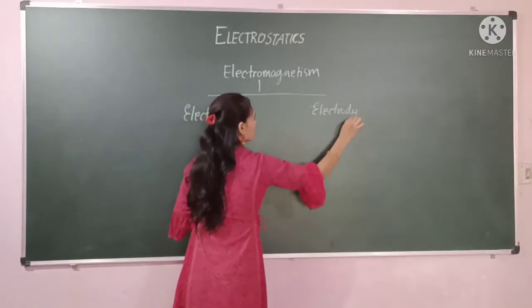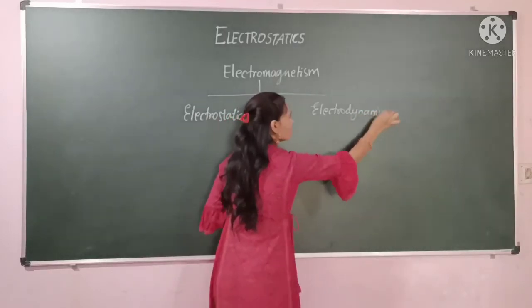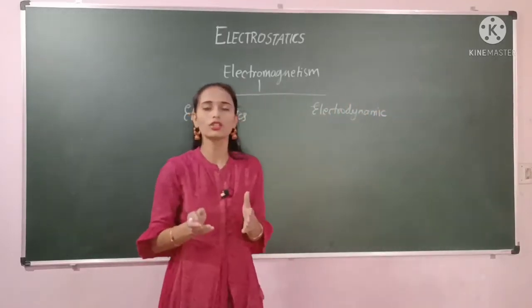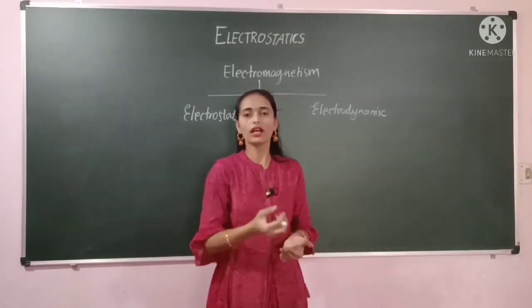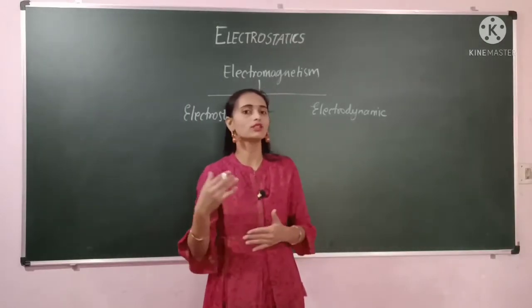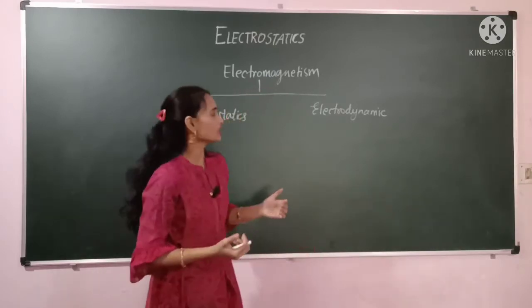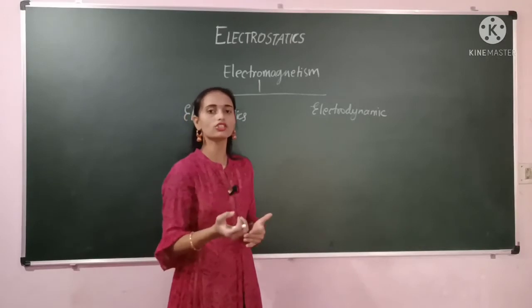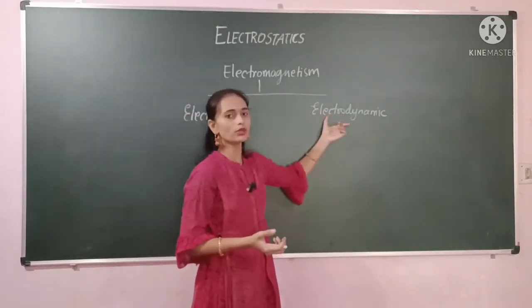Why has it been divided into two branches? Because the charge when it is at rest exhibits some different properties. Again, when the same charge is in motion, it will exhibit some different properties. So for that reason we study the charge in two branches, electrostatics and electrodynamics.